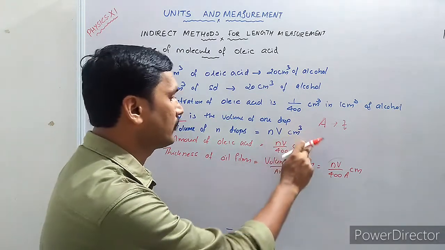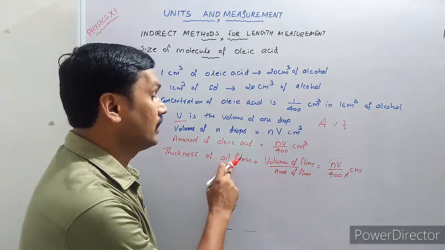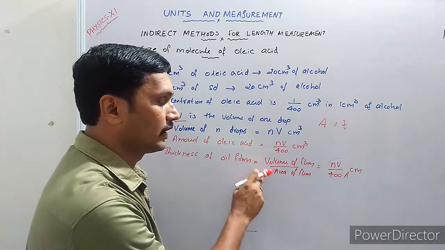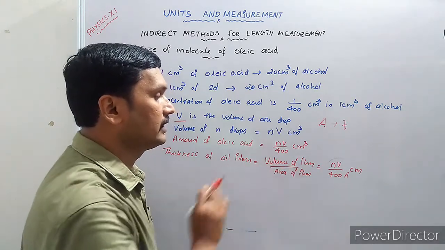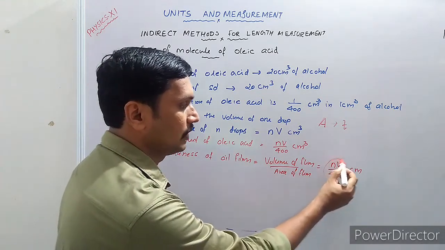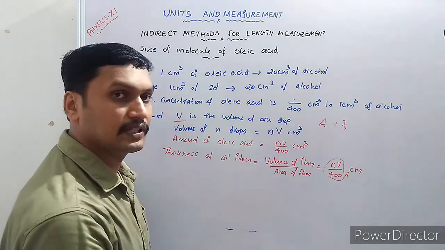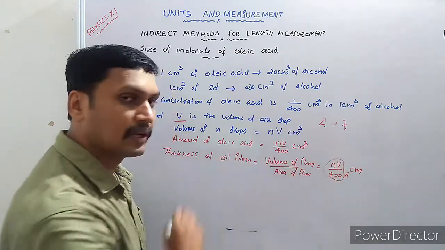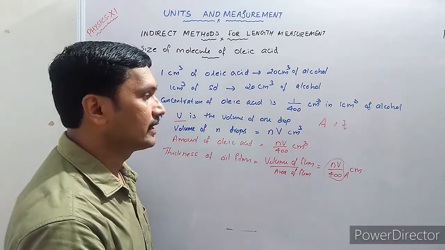So this is the volume of oleic acid in that layer. Now the thickness of the oleic acid film is equal to the volume of the film divided by the area of the film. The volume is nV by 400, divided by the area A, which we measured using graph paper. So this is the thickness of the layer, which is approximately the thickness of the oleic acid.